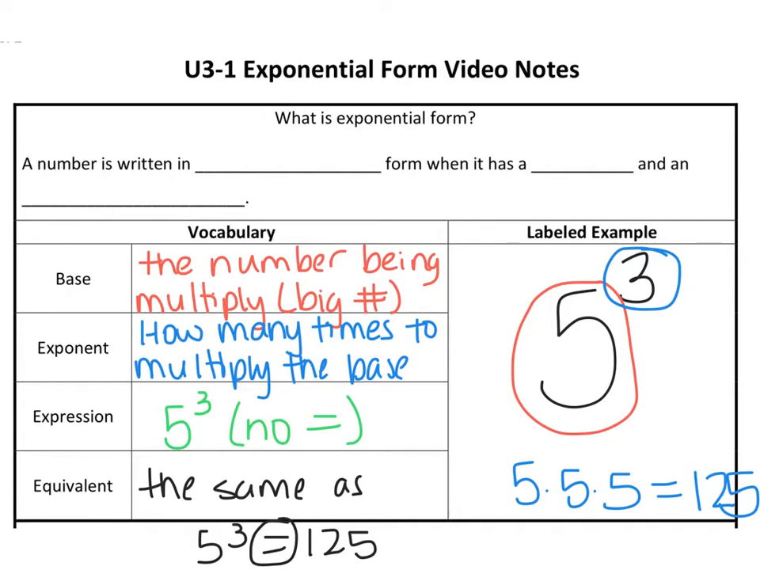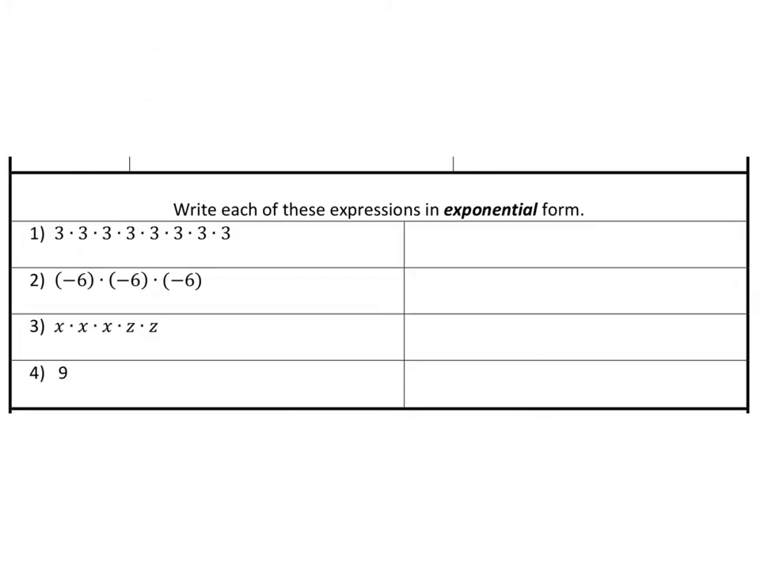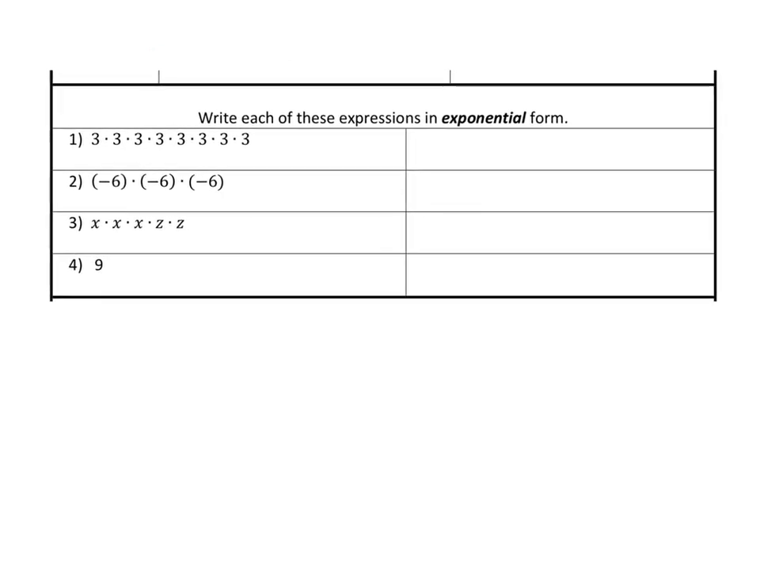So let me fill in the top up here, because I forgot to do that. A number is written in exponential form when it has a base, and again, that's the big number, and an exponent. That's the little number in the upper right. Okay, so let's take a look. In these 4 examples, write each expression in exponential form. Exponential form means I need a base and an exponent.